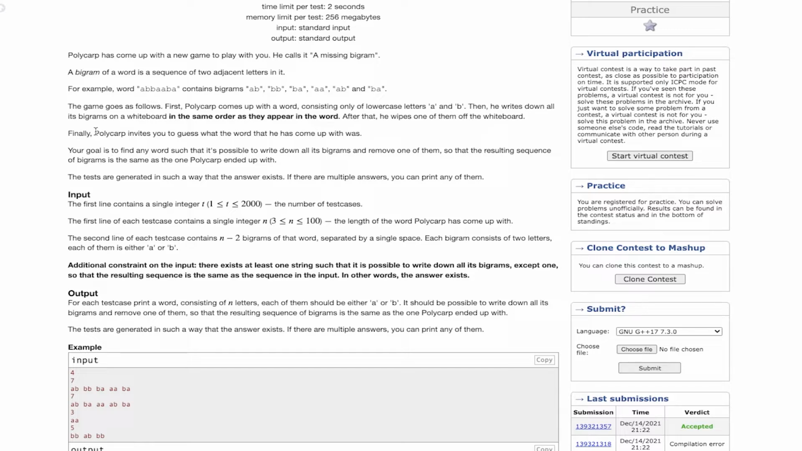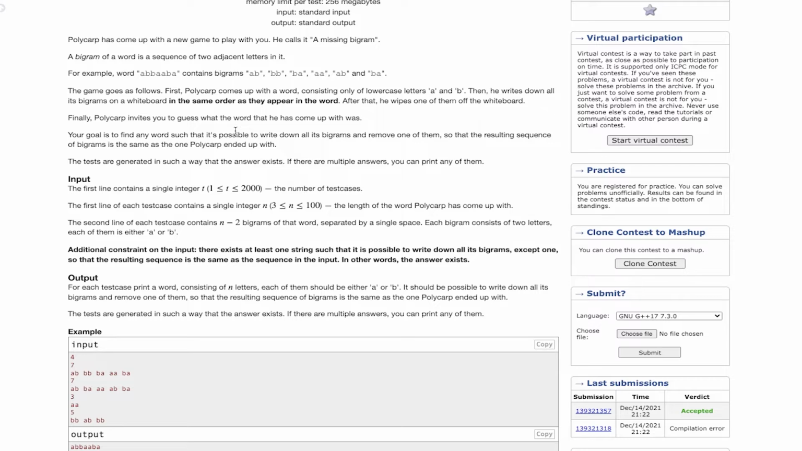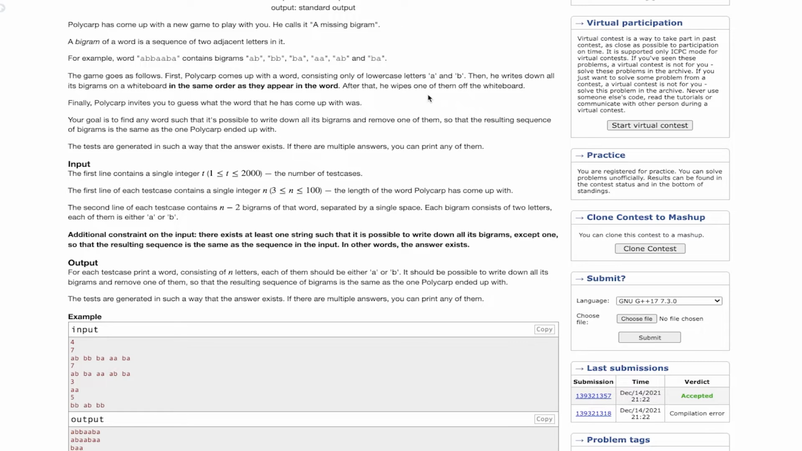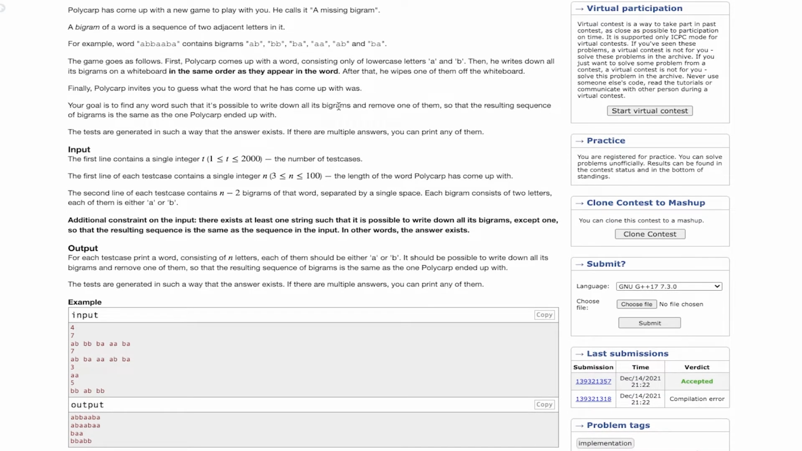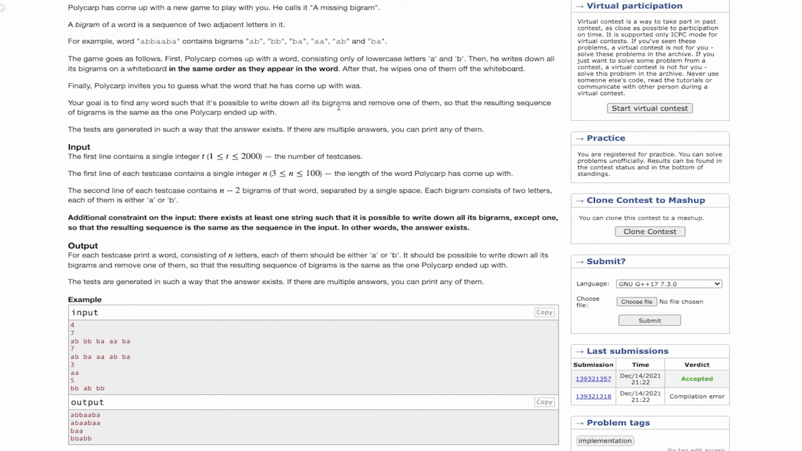Now, Polycarp invites you to guess the word that he has come up with. After that, he wipes one of them off the whiteboard. So basically, he would remove one of the bigrams from that sequence. Now he will invite you to guess what the word was that he came up with. So now you have to find what word he had chosen.